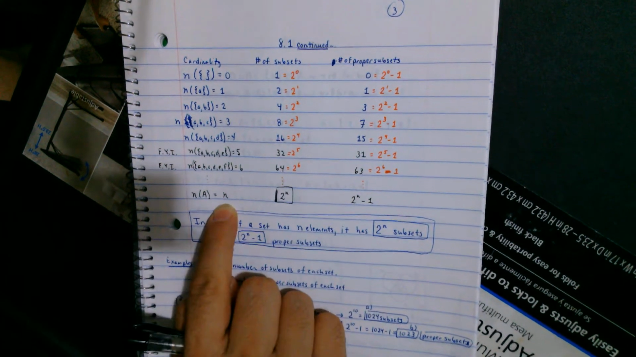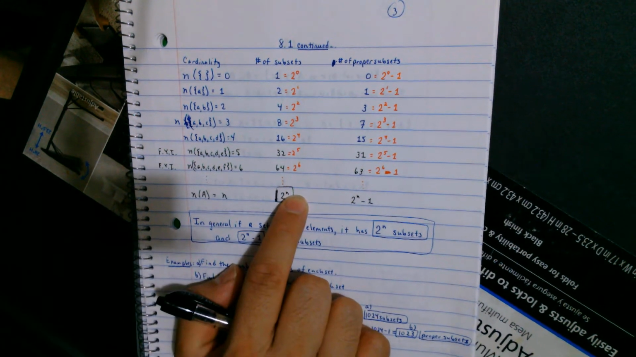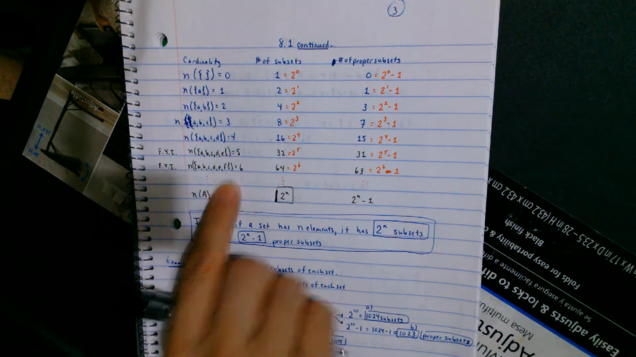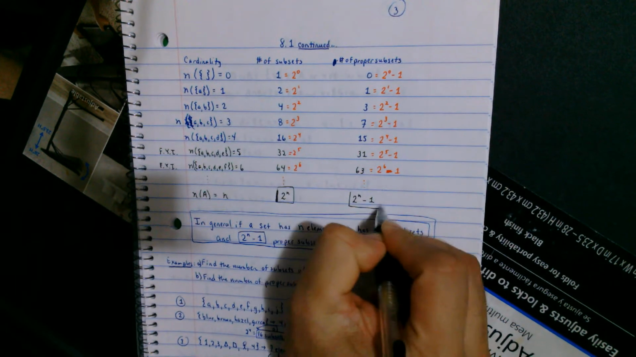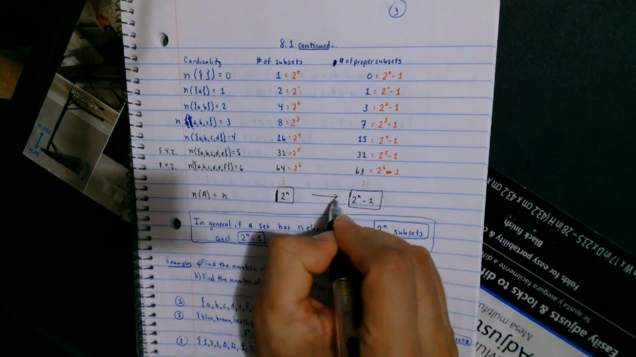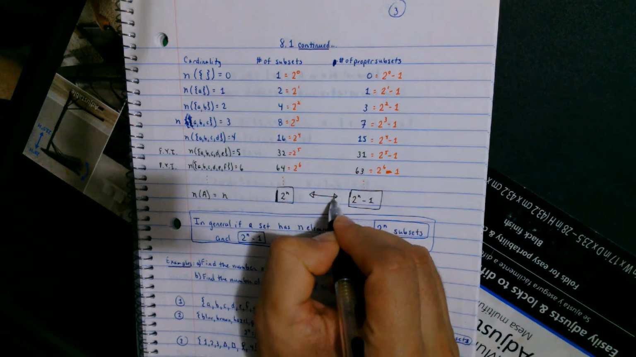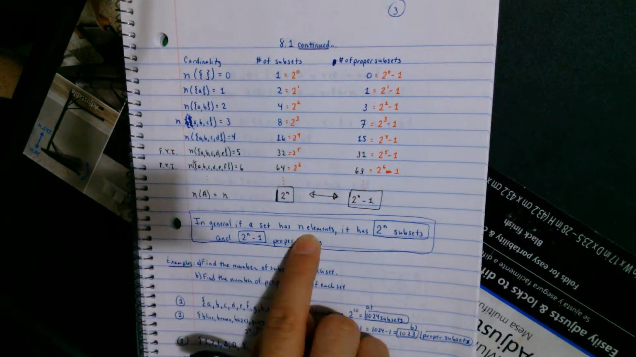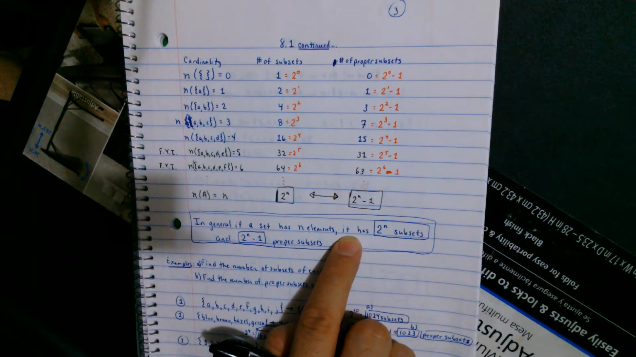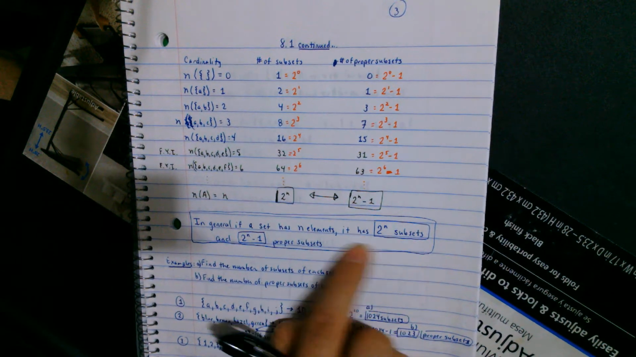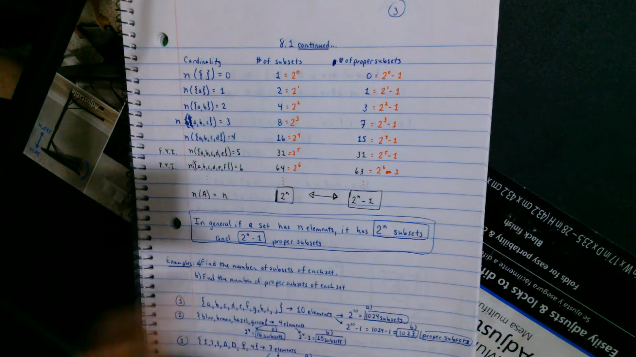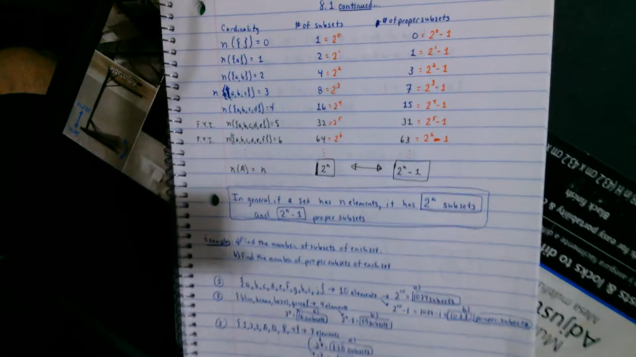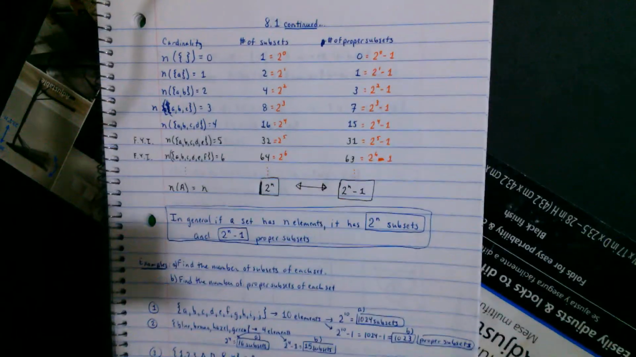So if you have 20 elements, you take 2 to the 20th power, and that tells you how many subsets. The number of proper subsets is always 1 less than the number of subsets. So in general, if a set has n elements in it, it has 2 to the n subsets and 2 to the n minus 1 proper subsets. That is essentially a rule. That is essentially a formula.